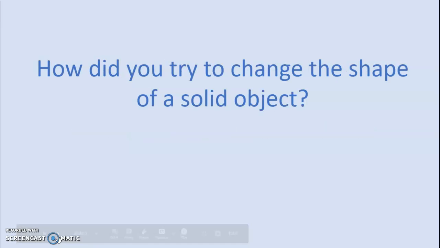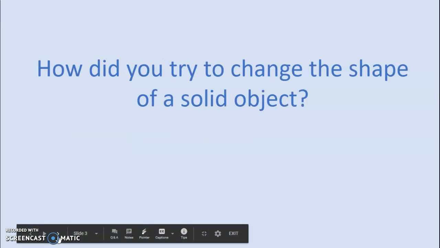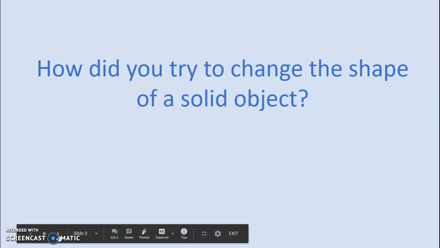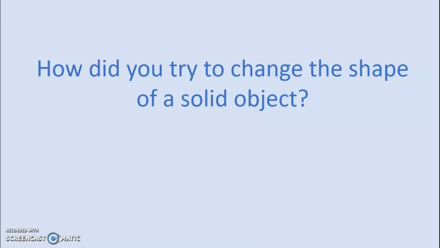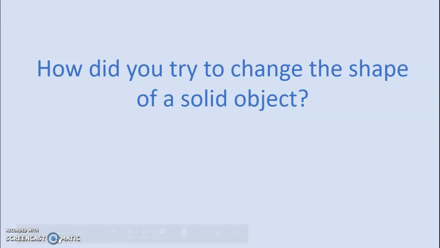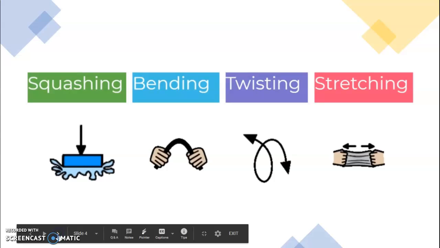Okay, now can you remember you were changing the shape of solid objects? So how did you try to change the shape of a solid object? Can you remember the things that you had to do? You did an investigation and there were 4 different things that you had to try. Have a think about it before I show you on the next slide. Think of those actions that you did to try to change the shape of a solid object. Did you get them right?